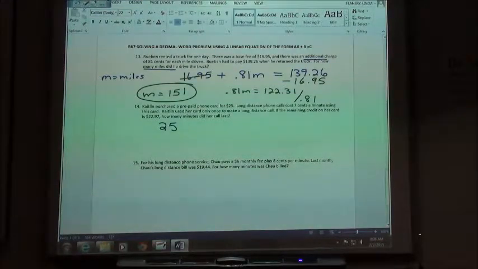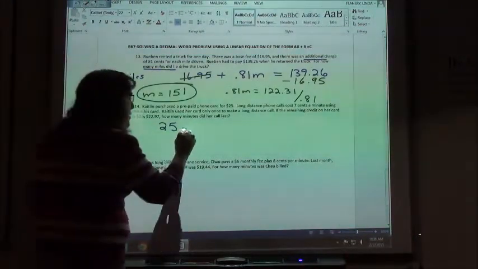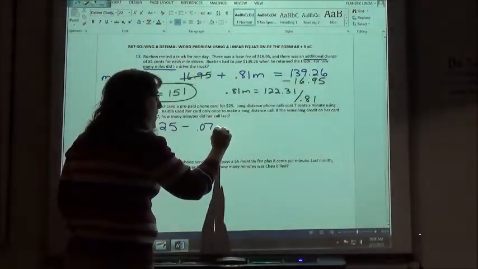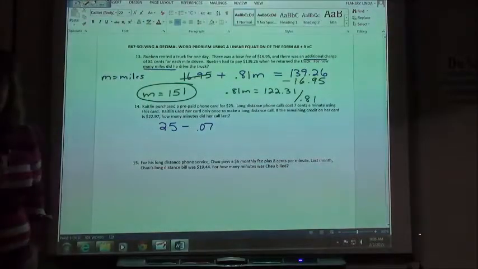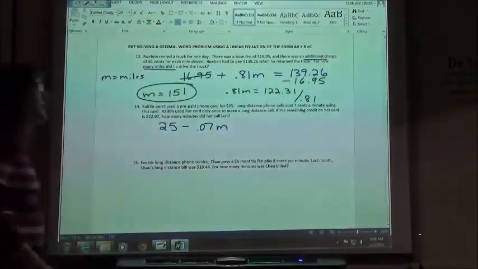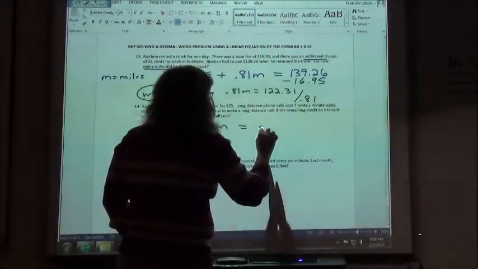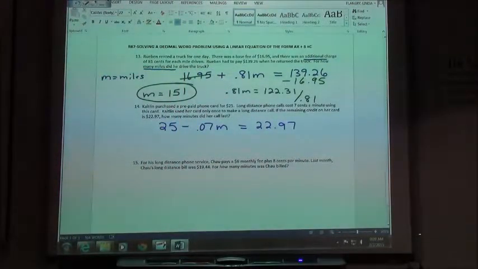She's going to use it up, so we're going to subtract money off of it, right? Long distance calls cost me 7 cents a minute using this card. So we're going to subtract off what? 0.07. And what should I have behind my 0.07? Since it's 7 cents a minute, my minutes, my M, or whatever variable you want to use. So 7 cents per minute means I'm going to take 7 cents times every minute she talked on the phone and subtract it off her $25. After she made her phone call, she had $22.97 left on her card. So 25 minus 0.07 M equals $22.97.